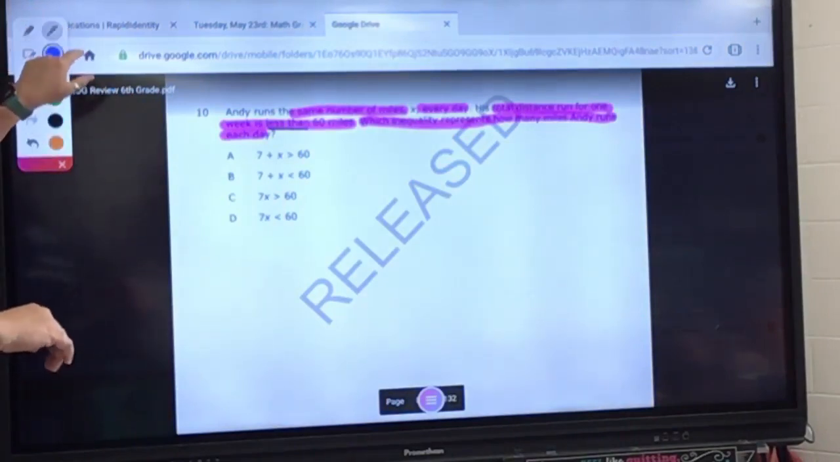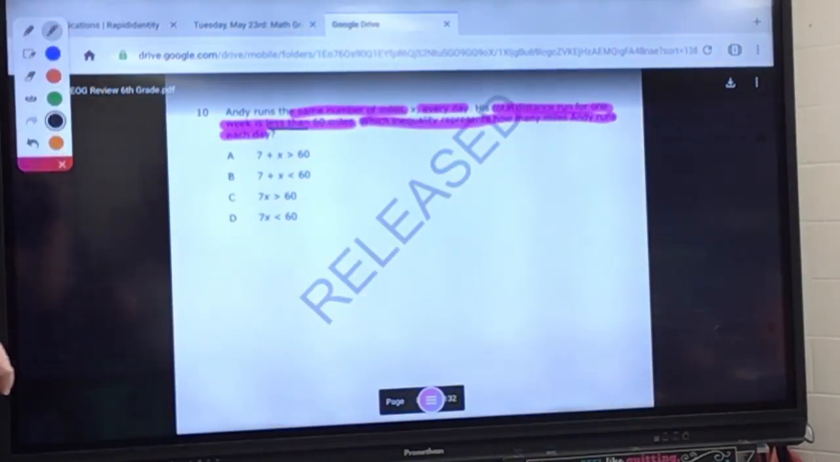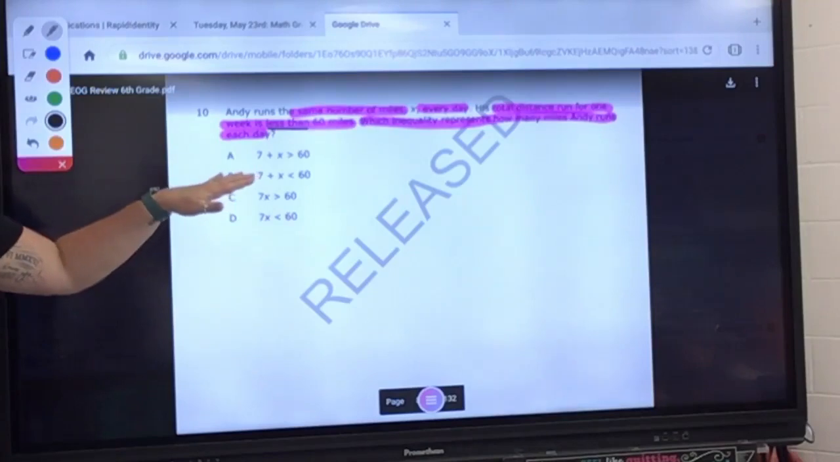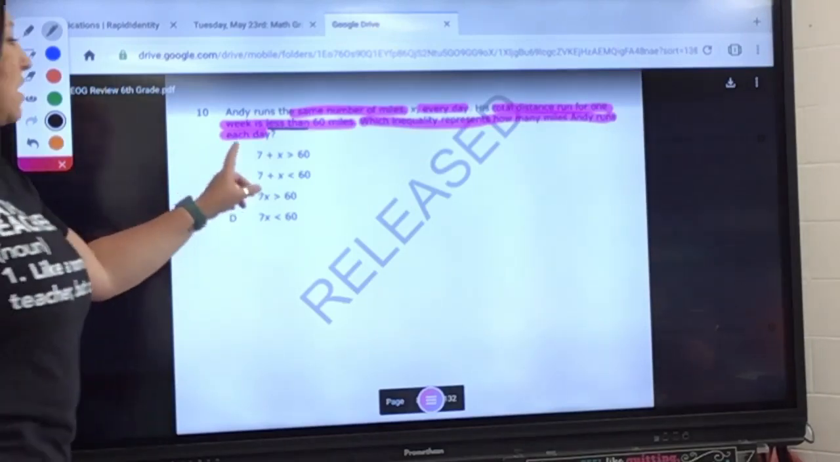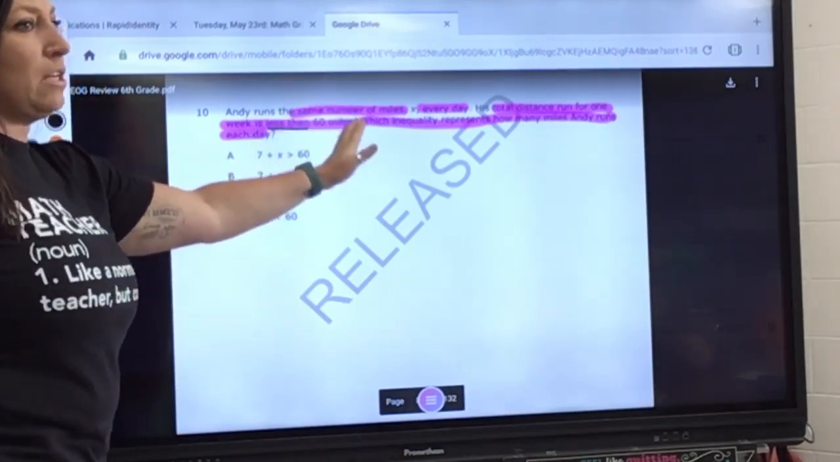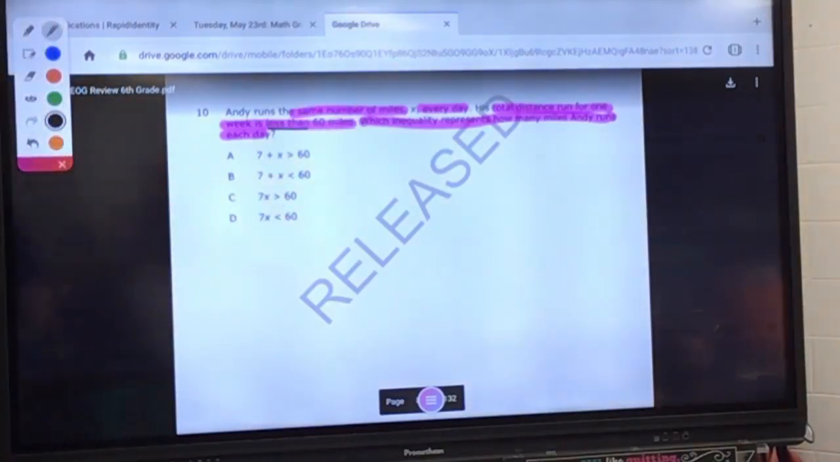All right, so let's do some process of elimination. So A, looking at that inequality symbol, can somebody tell me what that inequality symbol is? Because if you don't know the inequality symbols, you can't answer these questions, right? It is greater than. So this is saying 7 plus x is greater than 60. Well, how do we know that that's wrong, even without looking at anything else?